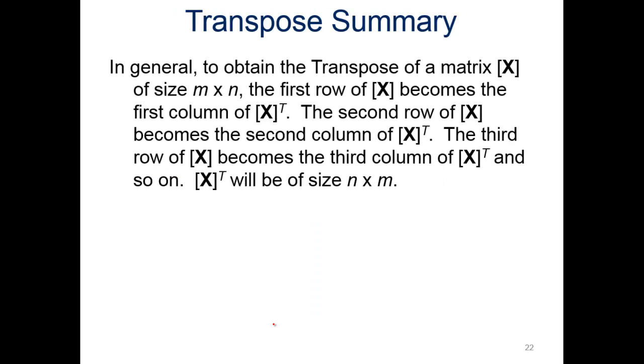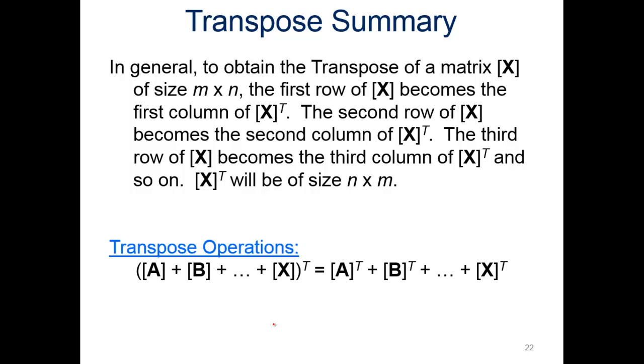All right, so transpose summary, again, in general, to obtain the transpose of a matrix, X, or in our case we used A, size M times N, the first row becomes the first column of the transpose matrix. The second row becomes the second column, third row becomes the third column, and so on. So X transpose will be the size N by M.